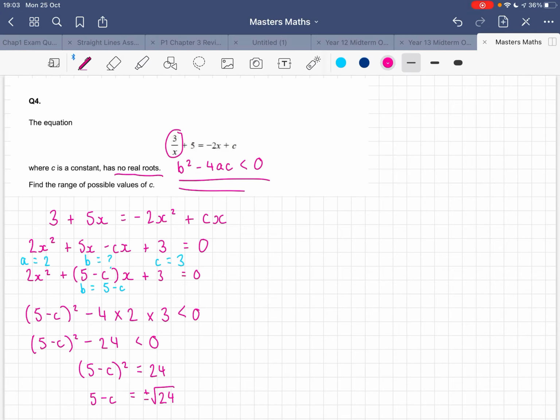I still need to move some stuff around to get C on its own. So all I'm going to do is add the C over and then move the root 24 back over to the other side. So I end up with 5 plus or minus root 24 is equal to C. So I've kind of just swapped these around by adding the C over to make it positive. I don't want it to be negative. And then obviously it's plus or minus root 24. So I'm going to subtract it and add it over to the other side, so it still ends up being a plus and a minus here as well. I hope that makes sense.